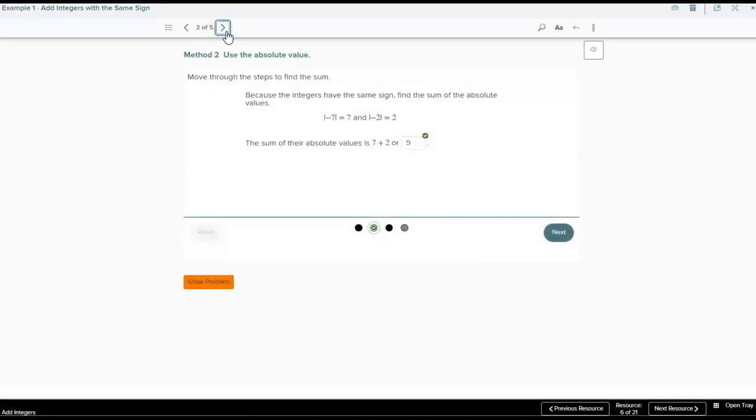You can also just use the absolute value. -7 is 7 and -2 is 2. So the sum of their absolute values is 7 plus 2, or 9. But since both of these are negative, the answer is not going to be +9, but it's going to be -9.